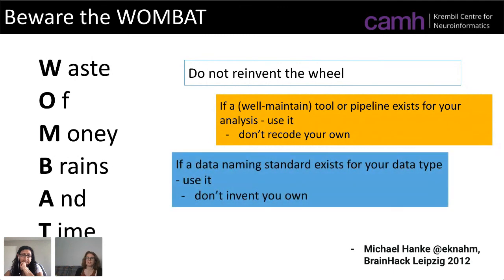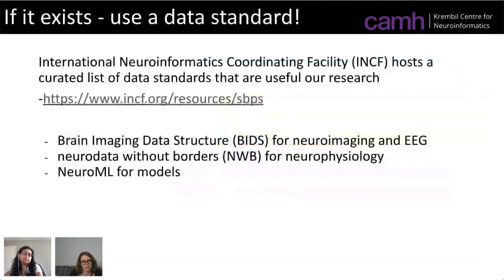And two, and I'll get into this, if there is a standard data naming strategy for the data type you're working with, for the type of project you're working with, use it. Don't try to invent your own data naming strategy. And this might mean that you need to do a little bit of research before you start your study, just to see if there's a classic way to name your data. So much groundwork has been made for us. The International Neuroinformatics Coordinating Facility, or INCF, hosts a curated list of data standards that we can use in our research. And it's at this link, which I can post to the chat, I think.